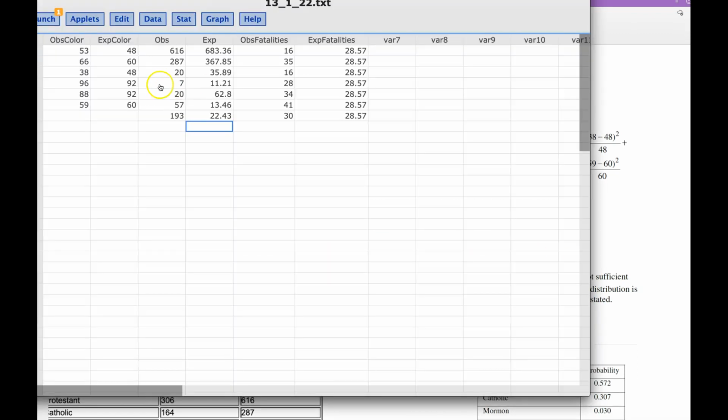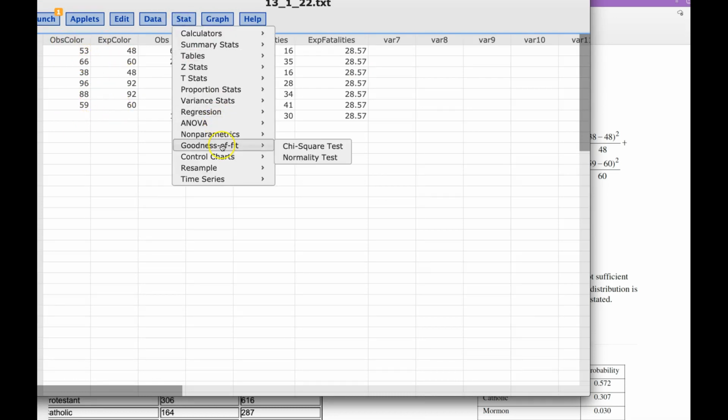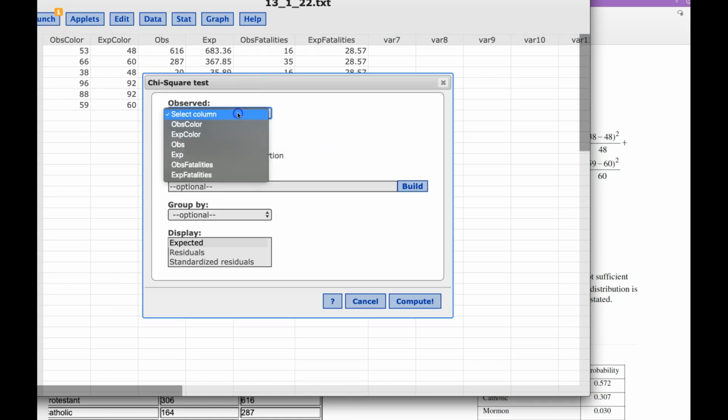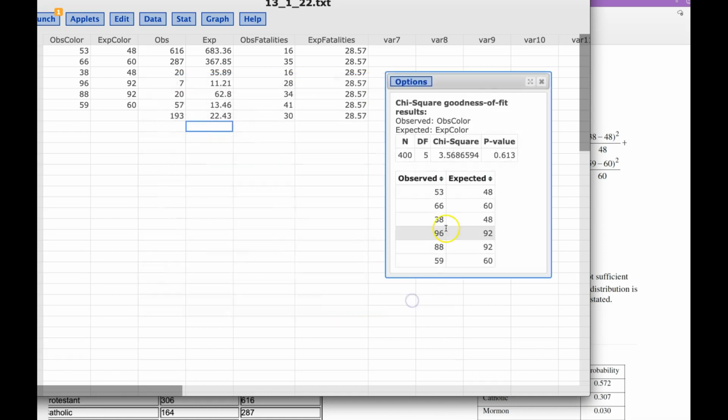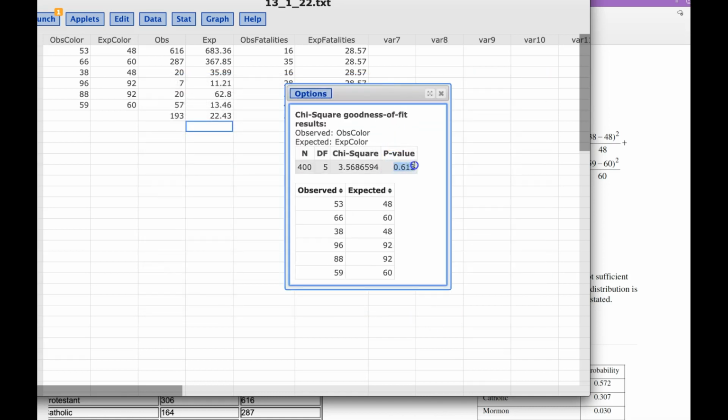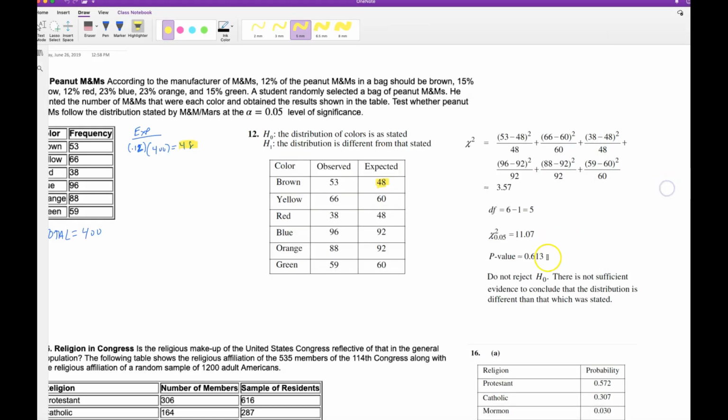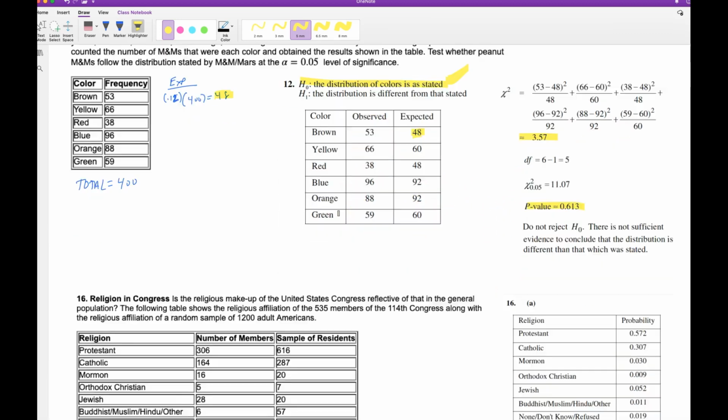If you're going to use StatCrunch, which I suggest, you have the observed colors and expected colors. It's, again, goodness of fit, chi-square test, observed, expected, and then that's it. You compute it. And then notice you get that p-value and a chi-square, which match what we have here and here. So you do not reject this. So what we're saying is there's not sufficient evidence to conclude that there's a difference. So we think that the distribution matches up based off of the expected and observed values. And so that's for number 12.